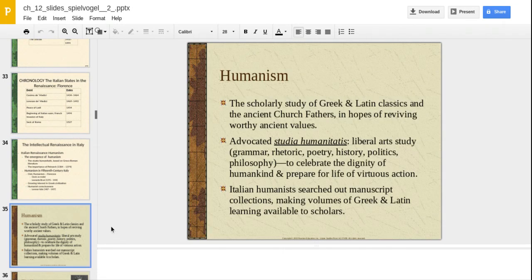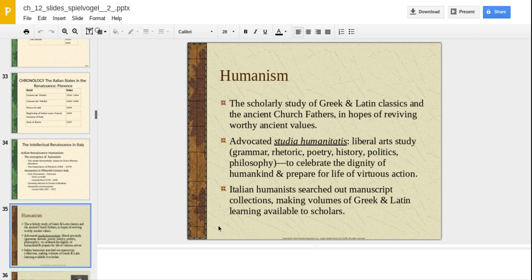It is the study of Greek and Latin classics and the ancient church fathers in hopes of reviving worthy ancient values. They're trying to fix society, really. They advocate liberal arts like grammar, rhetoric, poetry, history, politics, and philosophy to celebrate the dignity of humankind and prepare for a life of virtuous action, to be great.